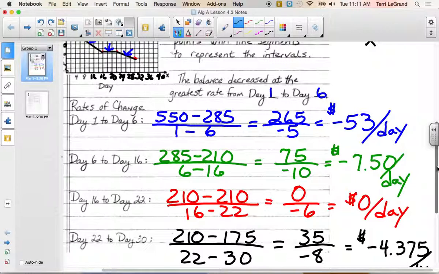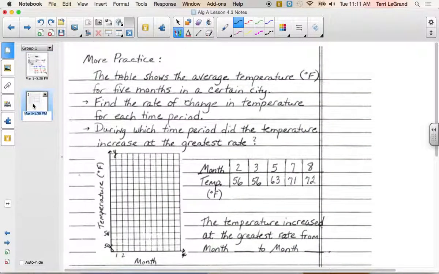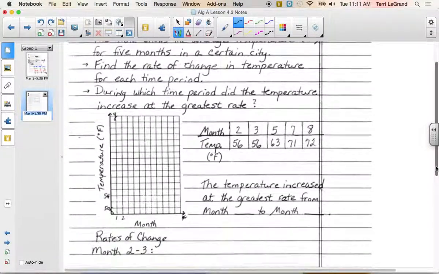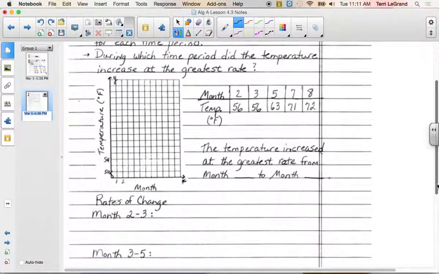Okay, let's go to the back then and see what we have back here. We're going to practice one more, because these can be tricky. Okay, the table shows the average temperature in degrees Fahrenheit, what we're used to, for 5 months in a certain city. We don't know what city this is. Find the rate of change in temperature for each time period, and then during which time period did the temperature increase at the greatest rate. Well, I've so nicely already set up the coordinate plane for us. I already decided what's going to be x and what's going to be y. So what's going to be x?